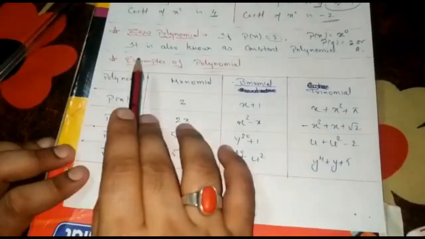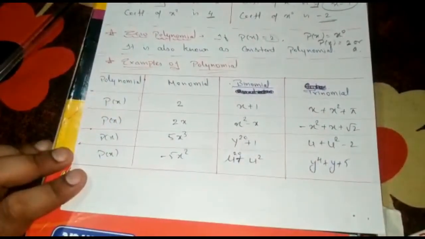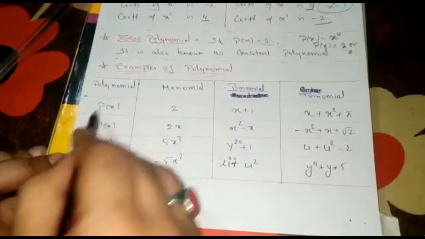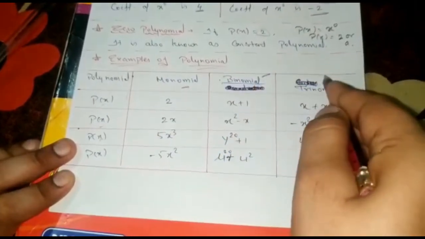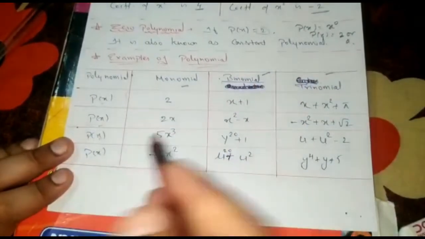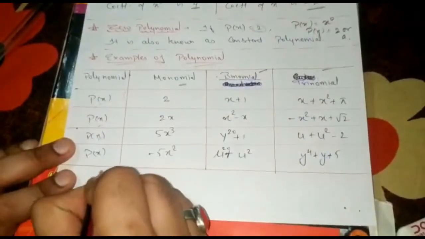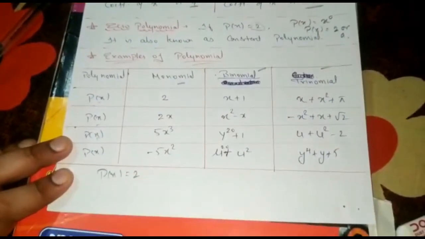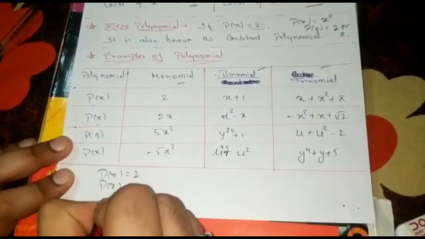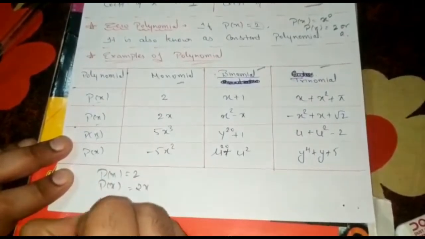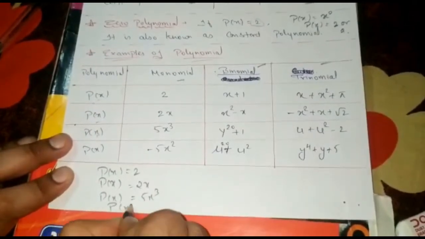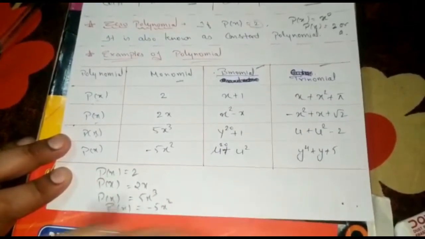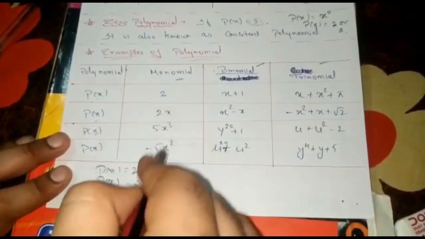Now let us move towards examples of polynomials. This polynomial will be represented in the form of p(x). Here we are discussing three examples of polynomials, that is monomial, binomial and trinomial. Now what is a monomial? p(x) = 2, p(x) = 2x, p(x) = 5x^3, p(x) = -5x^2. These are all examples of monomials.